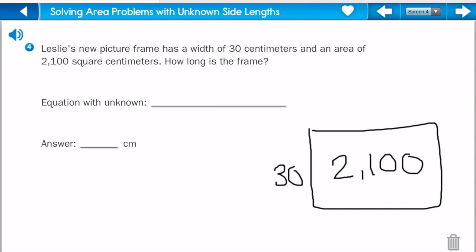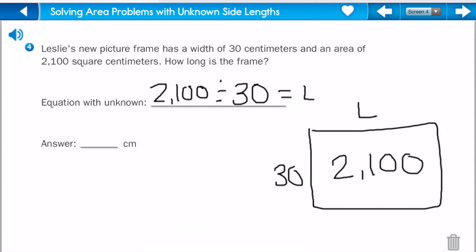Okay, so now I got to write my equation. And here's my unknown. I'm going to put in L for Leslie. So I'm going to take 2,100 and I'm going to divide it by 30 to equal L for Leslie. Okay?